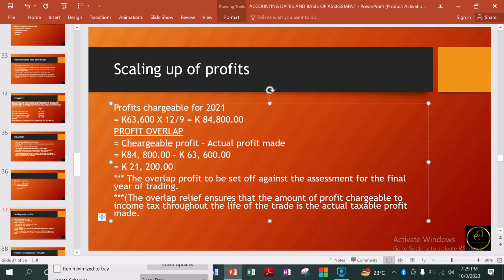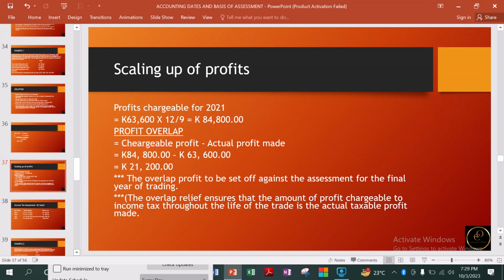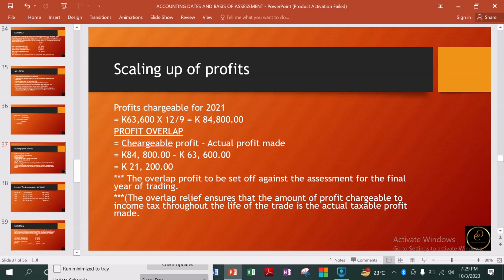So that's why there is an overlap relief that ensures the amount of profit chargeable to income tax throughout the life of the trade is the actual taxable profit made. That's the idea. So that's what we have. Any queries relating to that?